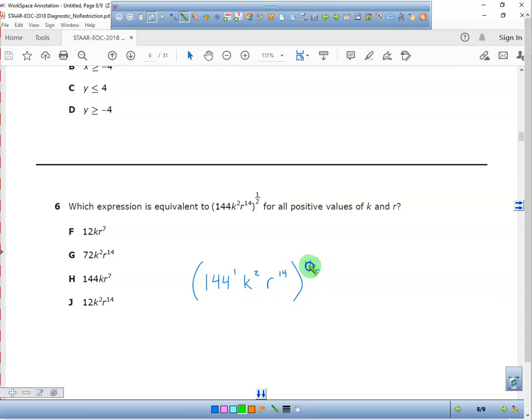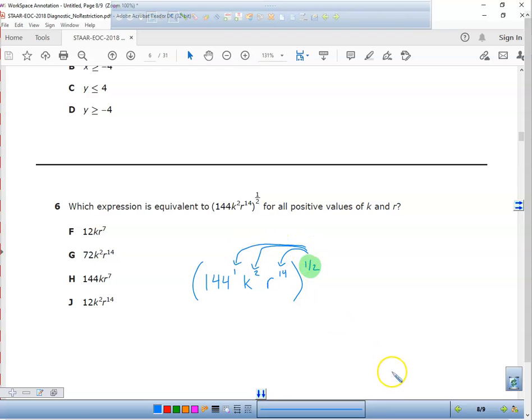See that power right there? We're going to take that power and multiply it to this guy, to this guy, and to this guy. So you're going to multiply it to every single one of those. So I have 144, and what am I multiplying? 1 times a half. What is 1 times a half? 1/2. That's a 1/2 right there, if you're wondering. What's 2 times a half, or what's half of 2? 1. And what's 14 times a half, or what's half of 14? 7.